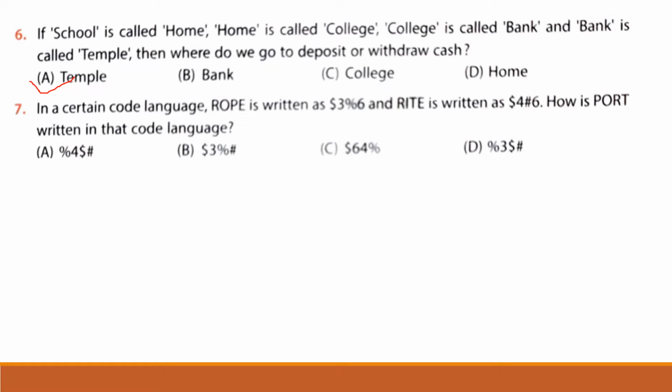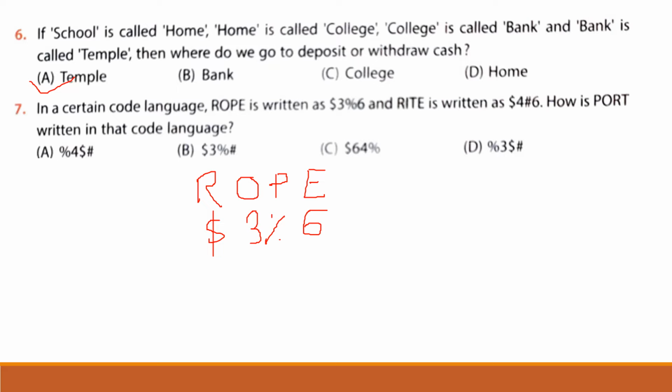In a certain language, now you can see this is a different coded type question. You have to first write the codes for this and then you will get the answer. In a certain code language, ROPE is written as $3%6. So here you can see ROP. We'll just write down the alphabets R, O, P and E, and below them we will write the codes for this. So for R we have a dollar, for O we have 3, P you have percentage, and E is 6.